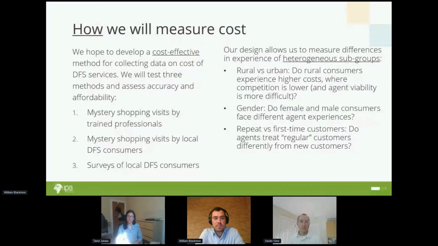So we are exploring specifically 3 different methods for collecting true cost information. The first one we call mystery shopping visits by trained professionals. So in this method, enumerators employed by Innovations for Poverty Action will be trained to carry out real transactions with agents using real mobile money accounts. Everything is an actual transaction.